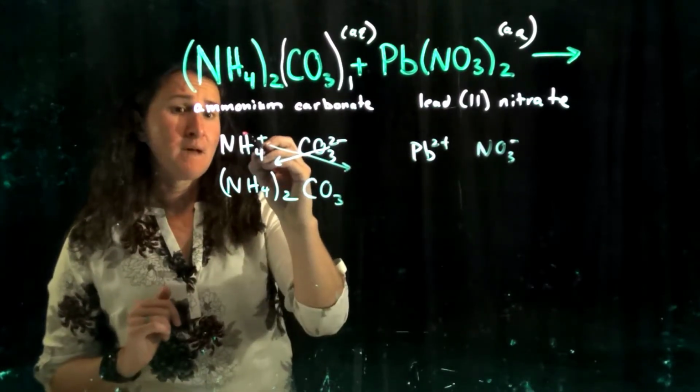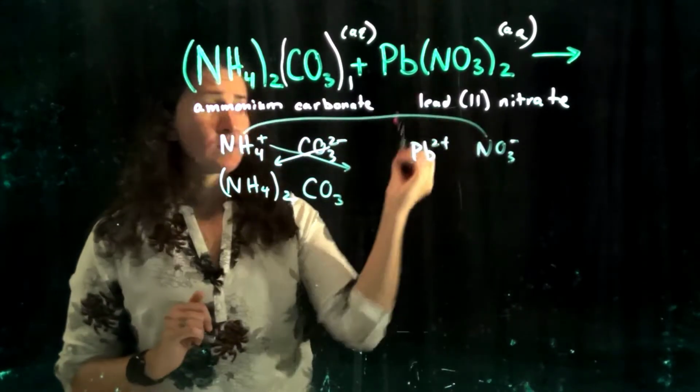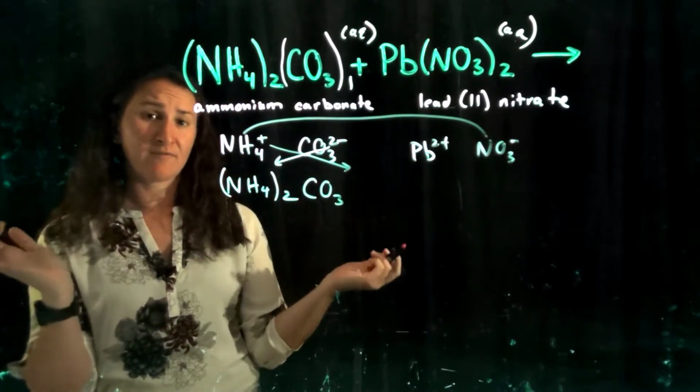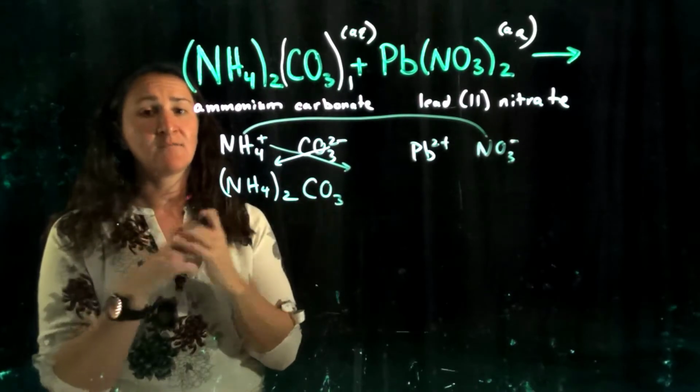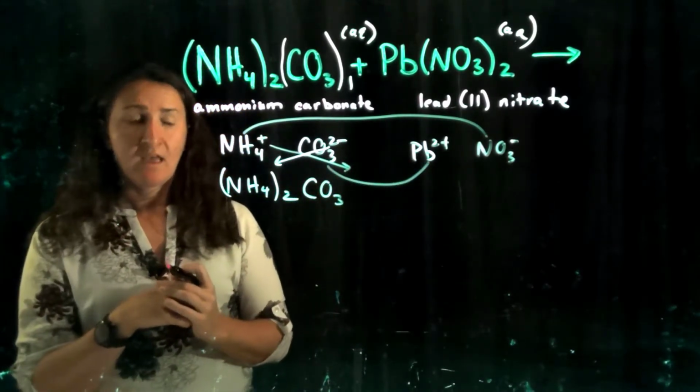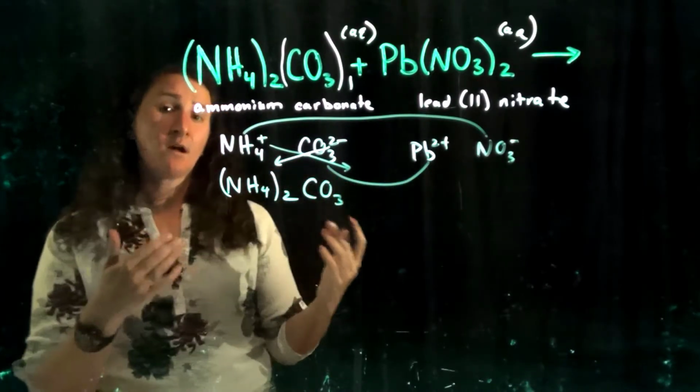But if my ammonium forms with my nitrate, they're going to find each other and they're going to stick. Maybe momentarily, and they may fall right back apart, or they may stick and form a solid. And then carbonate and lead is going to do the same. And so if these form, what compounds are formed?